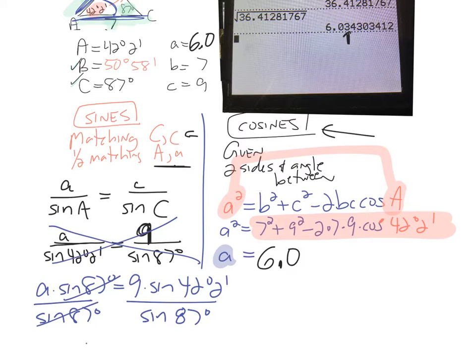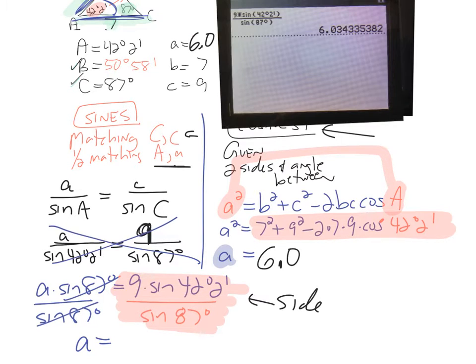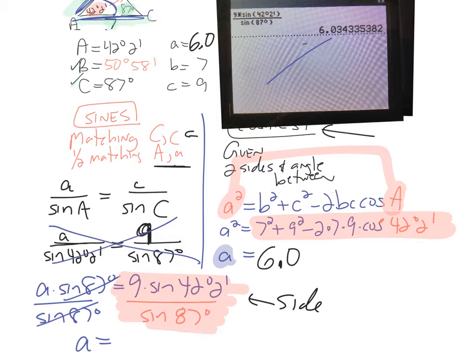So if you went about finding side A using the law of sines, now you're going to enter this expression into your calculator. We're finding a side, so you just basically type in exactly what you see and make sure you use the fraction template. So type this into your calculator and then include the photo of this on the assignment as well. And the answer that you get shouldn't be a surprise, as you're also going to get 6.0.